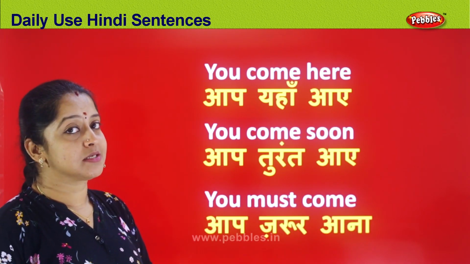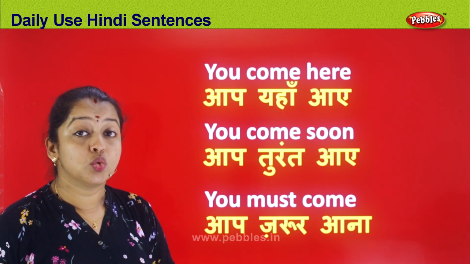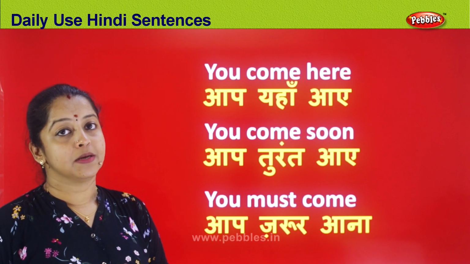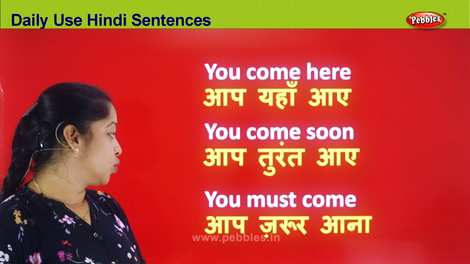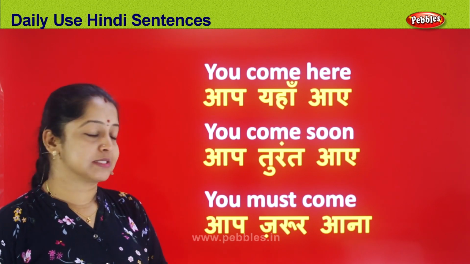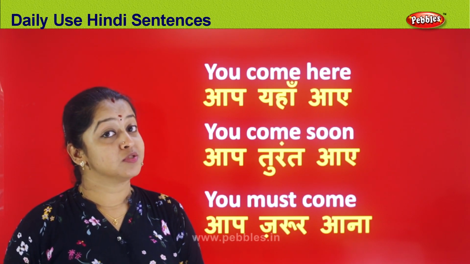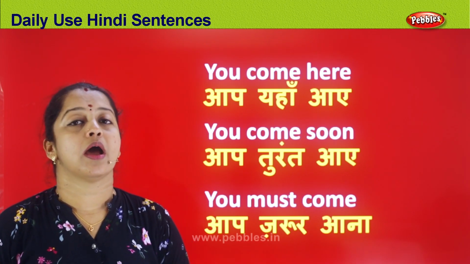All right. So let's have a look at the third sentence. You must come. So we will say that as aap zarur aaye. Aap zarur aaye. So zarur means must, and for come it is aana, and you means aap. Aap zarur aaye या aap zarur आना.